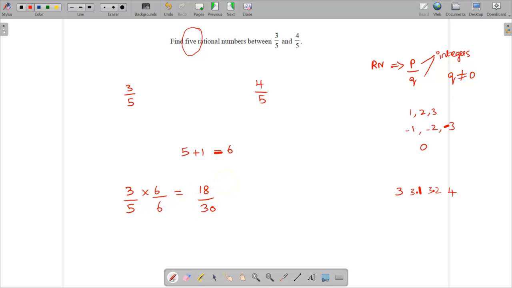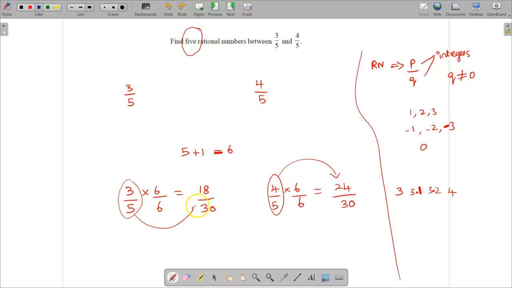Similarly we need to do it for 4/5. For 4/5, again we multiply by 6 in both numerator and denominator. Why are we multiplying both numerator and denominator? So that they get cancelled, and the actual value of 4/5 remains the same. So 4 into 6 is 24 and 5 into 6 is 30. So now 3/5 becomes 18/30 and 4/5 becomes 24/30.